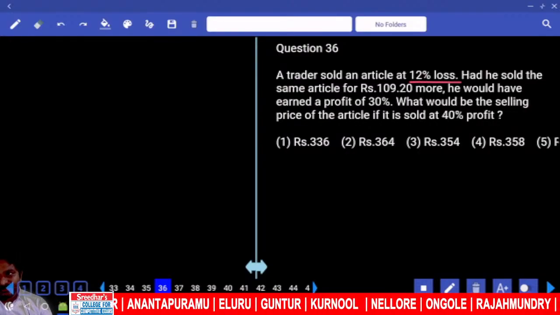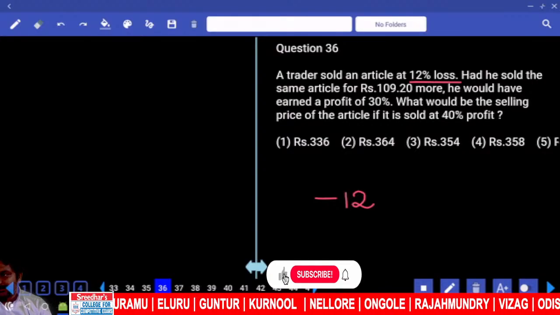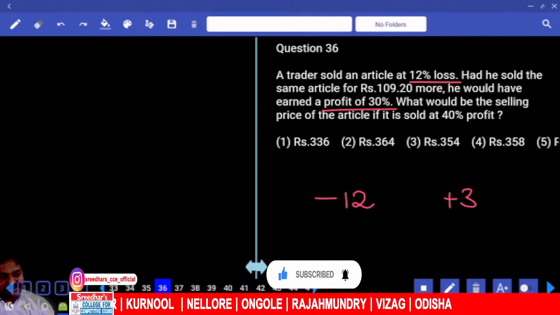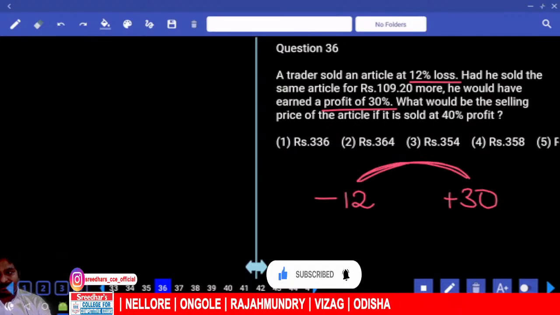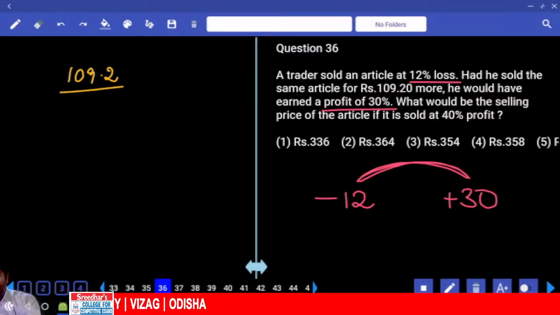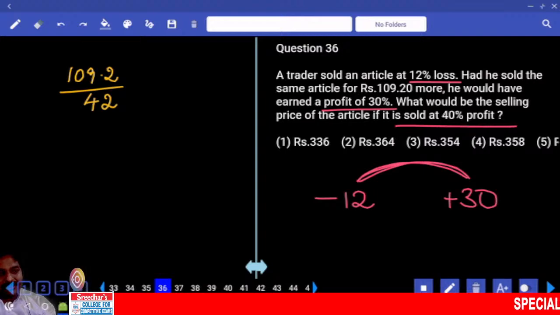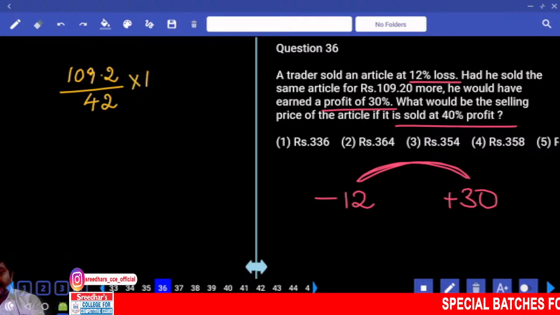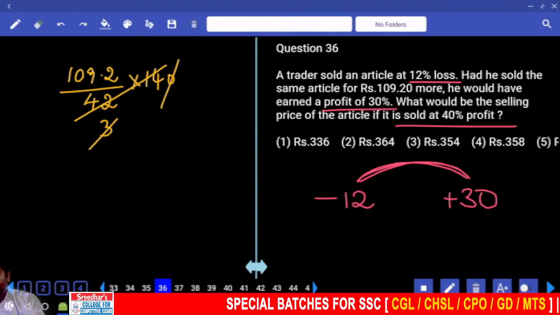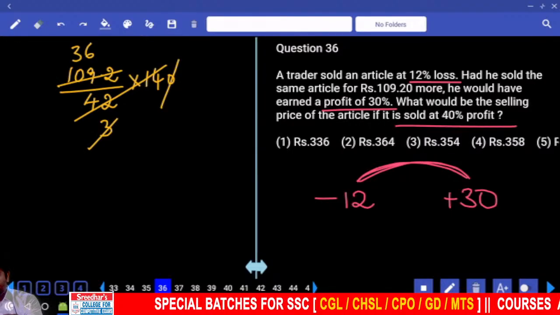First case, there was a loss of 12%, so I'll treat it as minus 12. By increasing the price, we are getting a profit of 30%. I'll treat it as plus 30. The difference between both the numbers is 42. That is because of 109.2 rupees. 1% value is equal to 42. When there is a profit of 40%, the selling price must be equal to 140%. 0 and decimal can be cancelled. 14, 3 times here. 3, 3 times 6, 4.